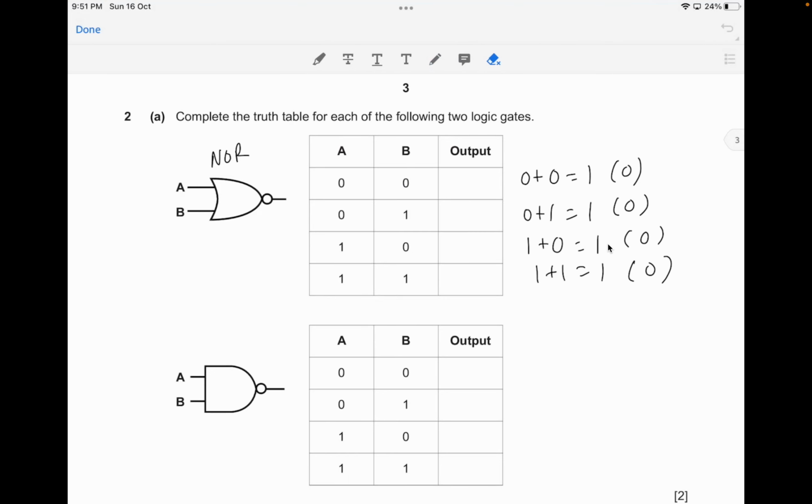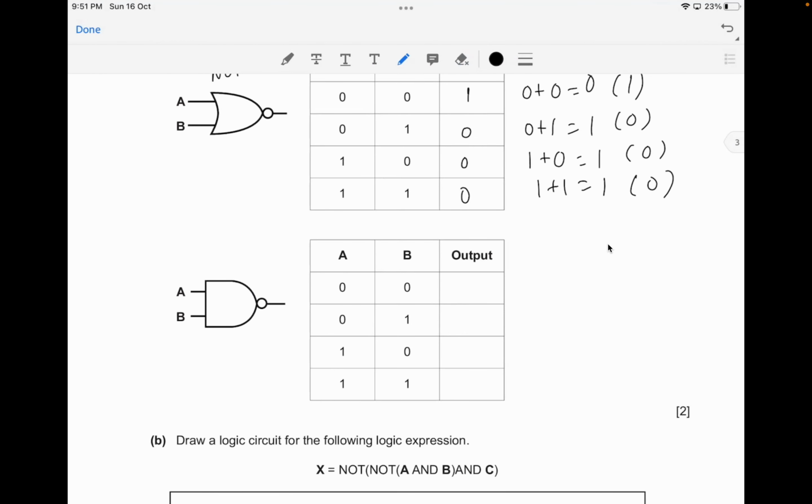Sorry guys, 0 plus 0 is actually a 0. That's just a mix up there. This is going to be 1 there inverse, okay? Whereas when you add 1 plus 0, that's going to be 1. When you have 1 plus 1, that's going to become 1. You just inverse all the digits. So here we have 1, 0, 0, 0. This is going to be your answer for about 1 mark.